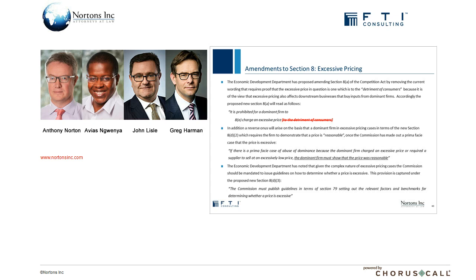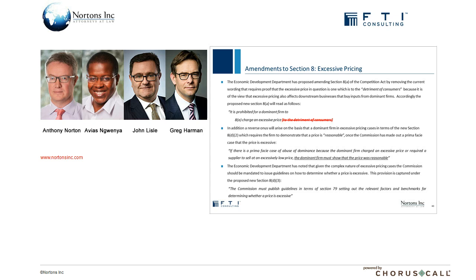There may be some debate about this issue, but I think in practice it's perhaps unlikely that this will really make a material difference. What will make a material difference is the reverse onus provision, which may be introduced under Section 8D2, because what that basically implies is that the Commission has to make out a prima facie case of excessive pricing. But once it's made out a prima facie case, effectively the onus then shifts to the dominant firm to show that its price was reasonable.